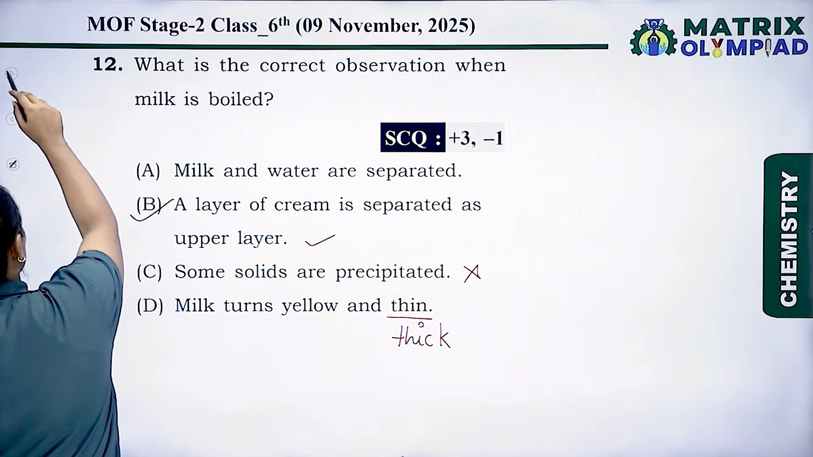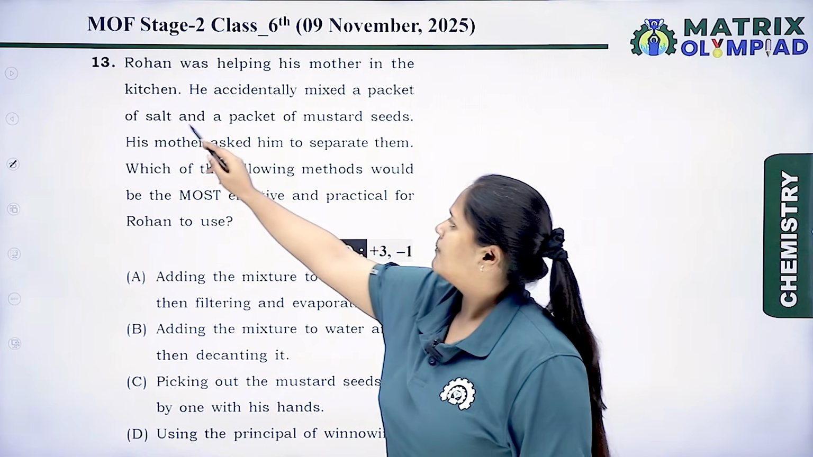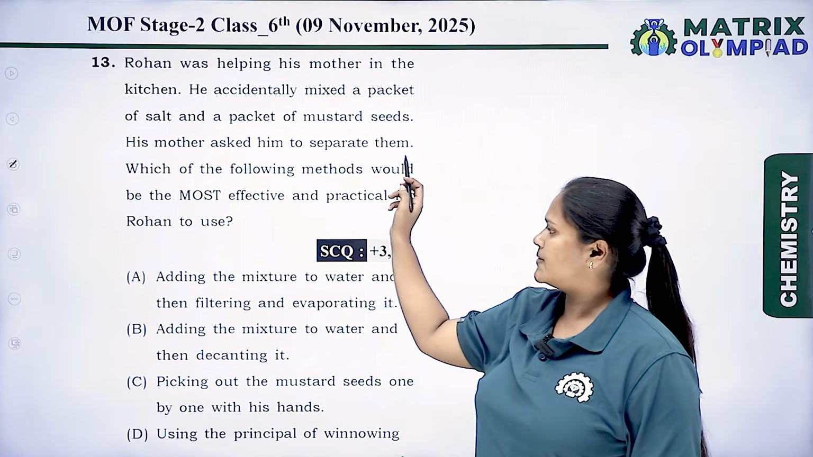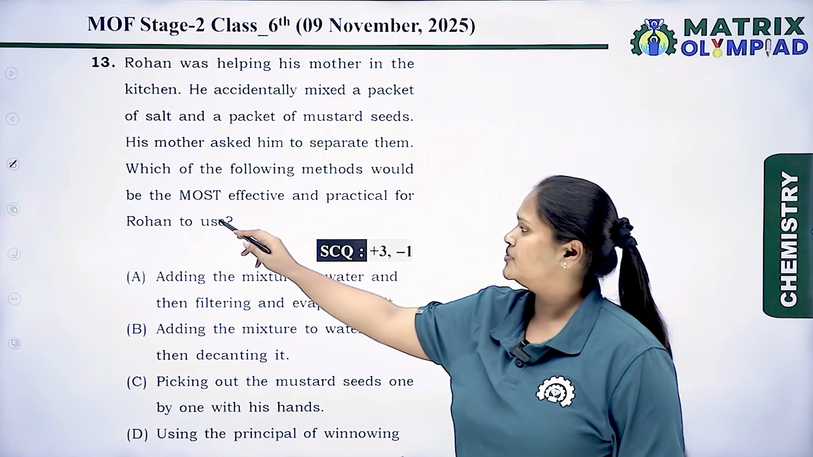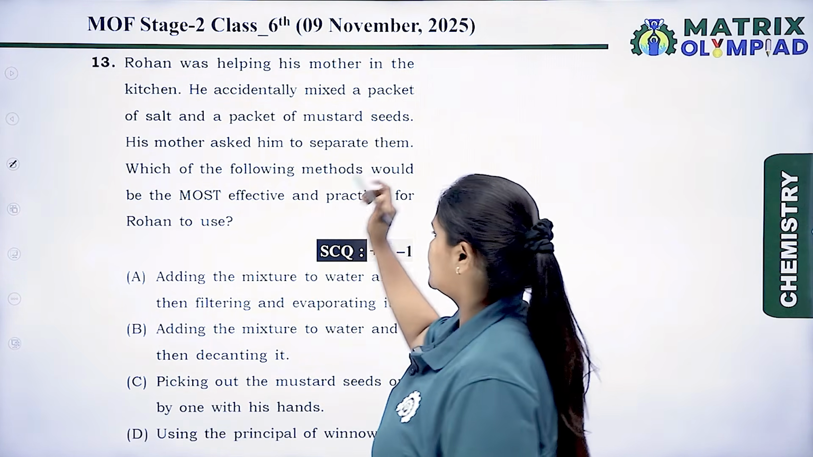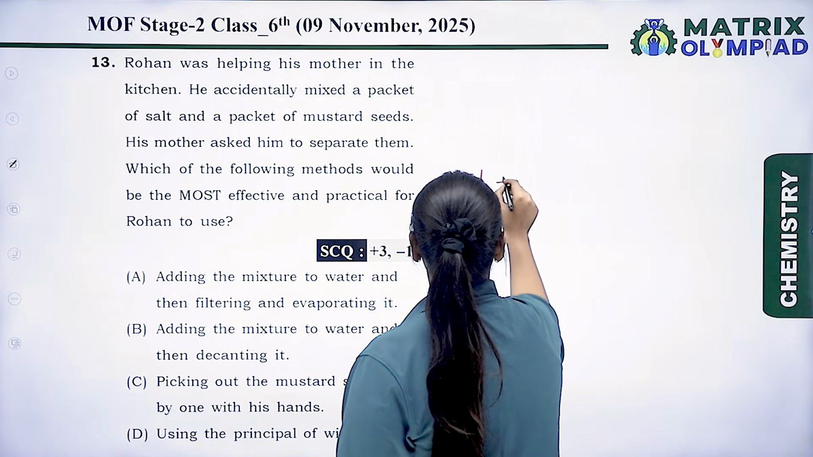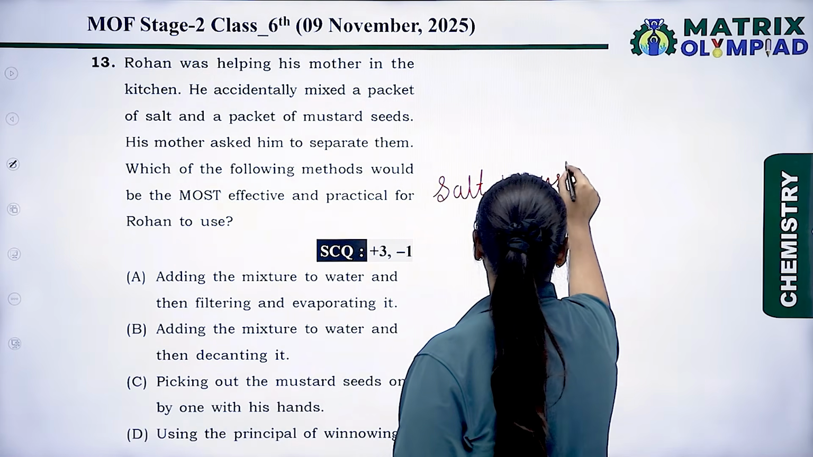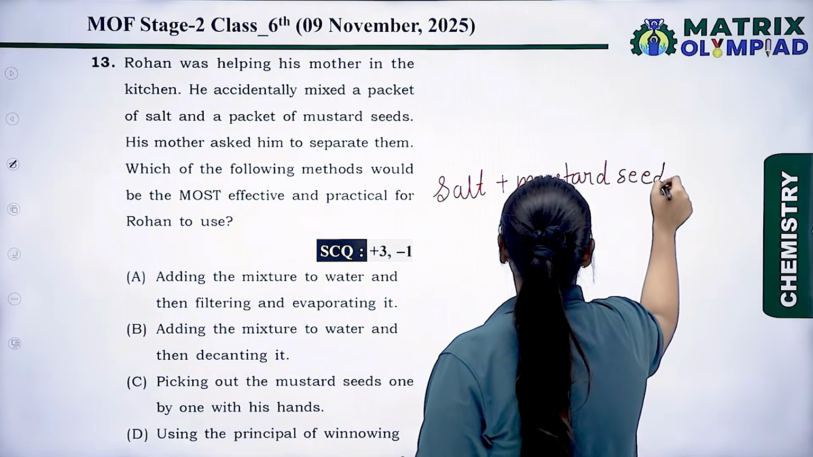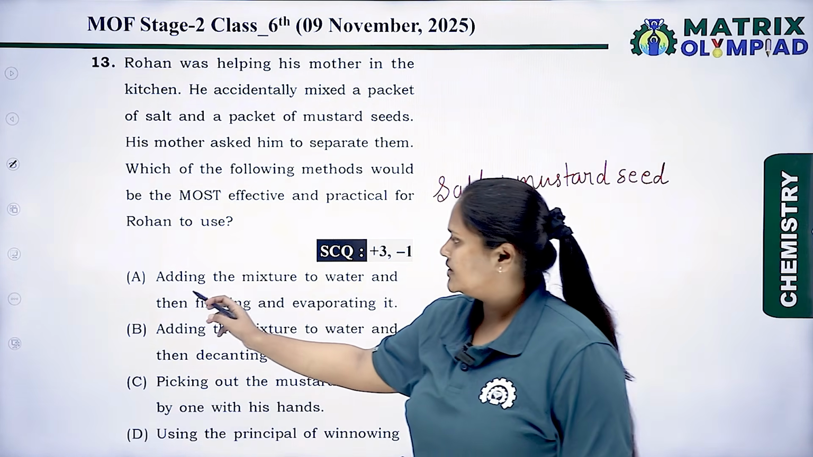Now going with the next question. Rohan was helping his mother in the kitchen. He accidentally mixed a packet of salt and a packet of mustard seed. His mother asked him to separate them. Which of the following methods would be the most effective and practical for Rohan to use? So in this mixture, we have salt plus mustard seed. If you want to separate salt and mustard seed, now let's read the options.